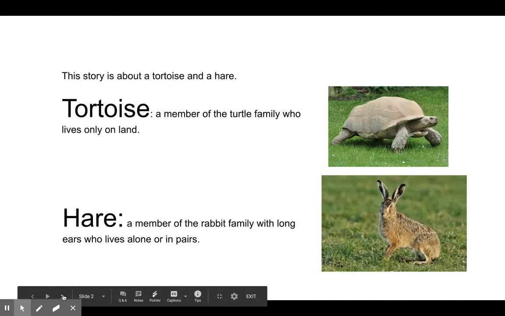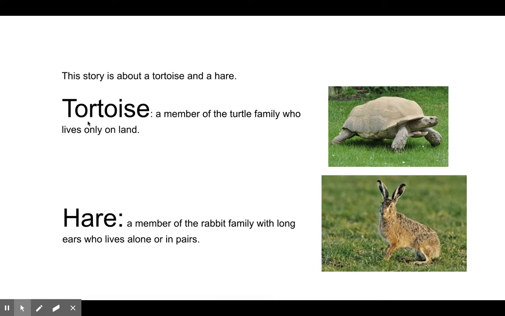Today I'm reading a story to you. It's a read aloud story that is about a tortoise and a hare, and I wanted to share that vocabulary with you first. This is a picture of a tortoise. This is the word tortoise. Tortoise is a member of the turtle family who lives only on land. They can get very old.